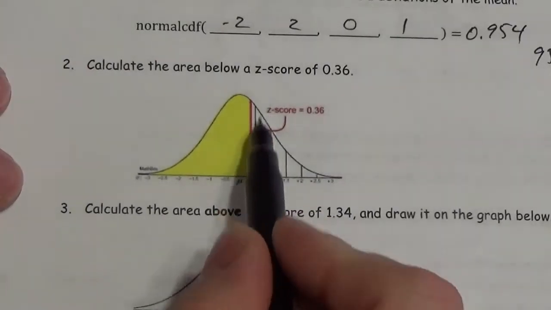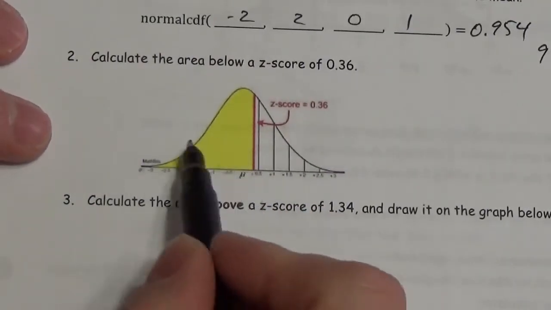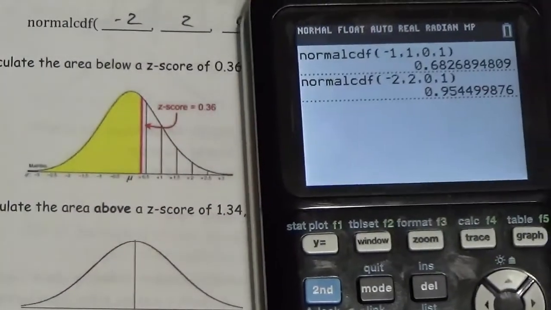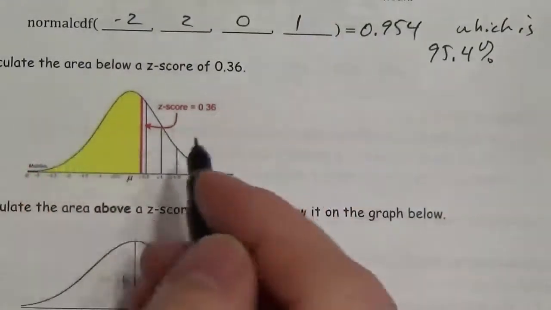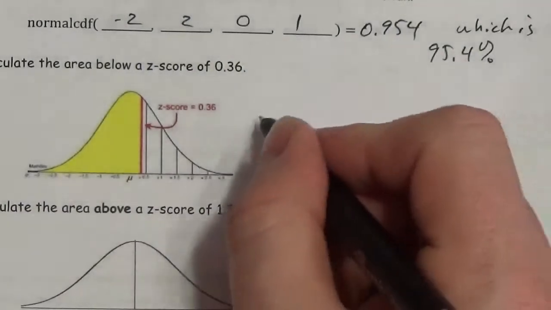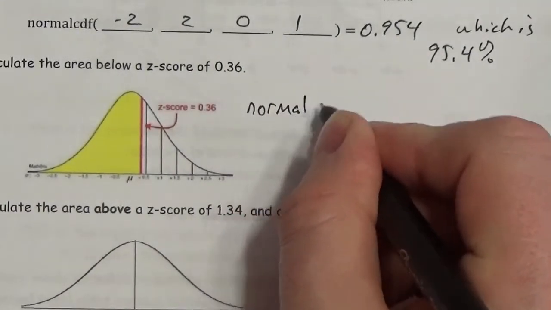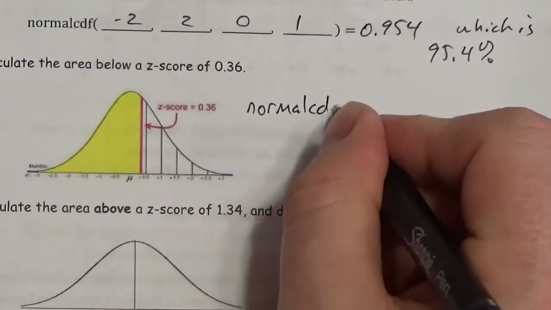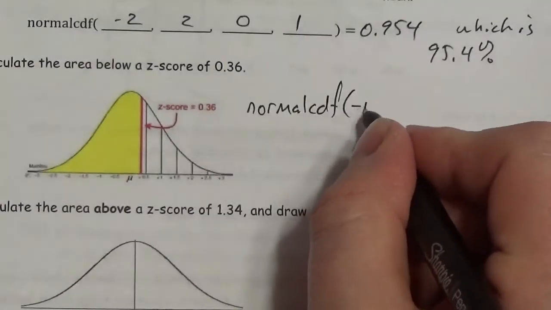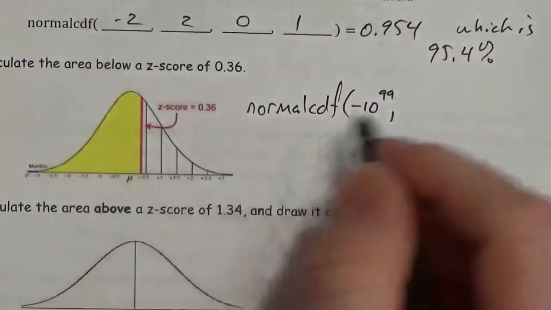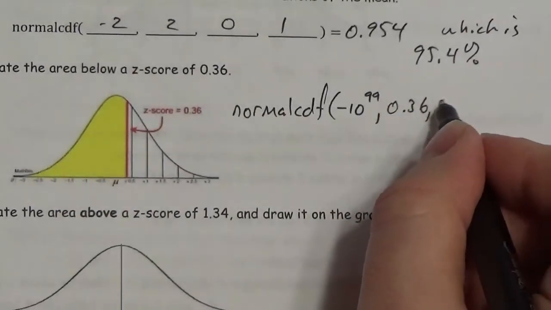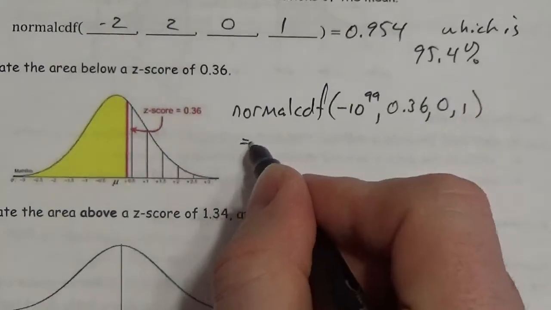Okay, so this question says, calculate the area below a Z-score of 0.36. Just slightly over here, this red line is at a Z-score of 0.36. We want to know what the area under the curve behind that is. Or, probably better stated, what's the probability that some data value has a Z-score less than 0.36? To put this in the calculator, I will do normal CDF. I don't have a left bound. It goes forever to the left, so I'm going to enter -10 to the 99. My right bound will be 0.36, assuming that I'm using just Z-scores. So my mean is 0, and my standard deviation is 1.